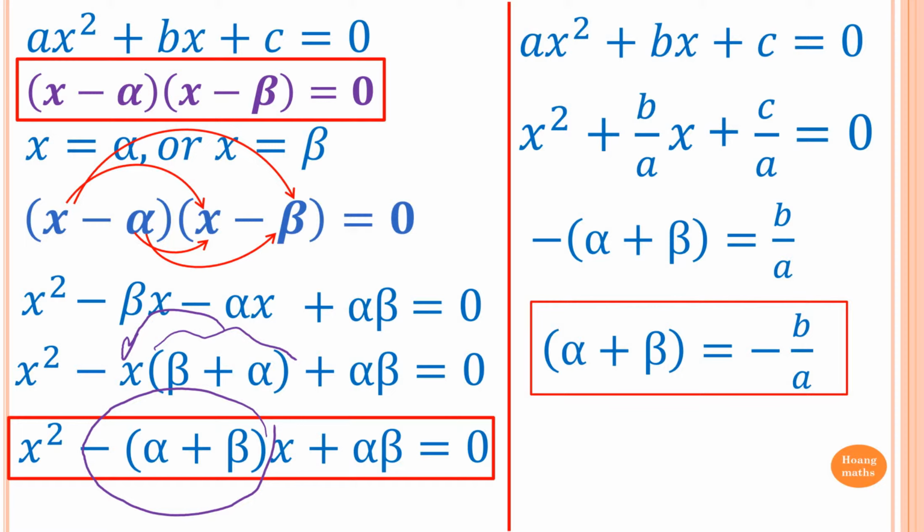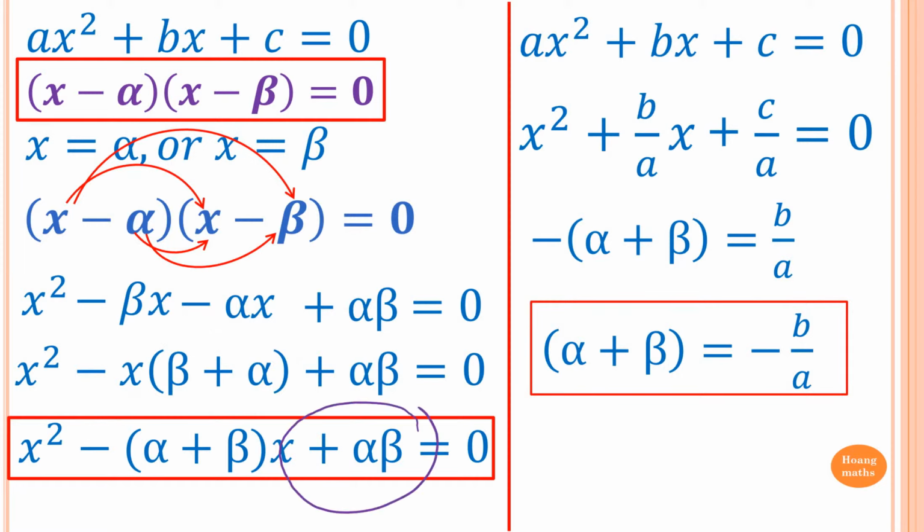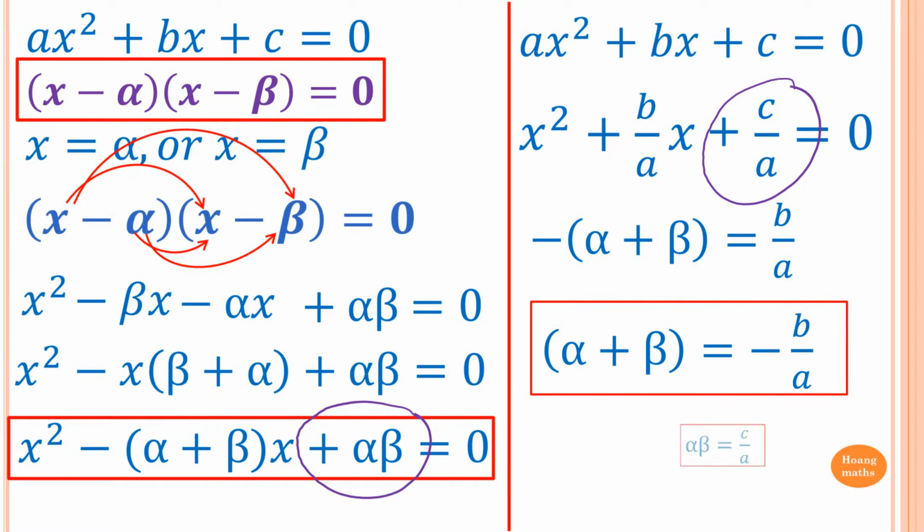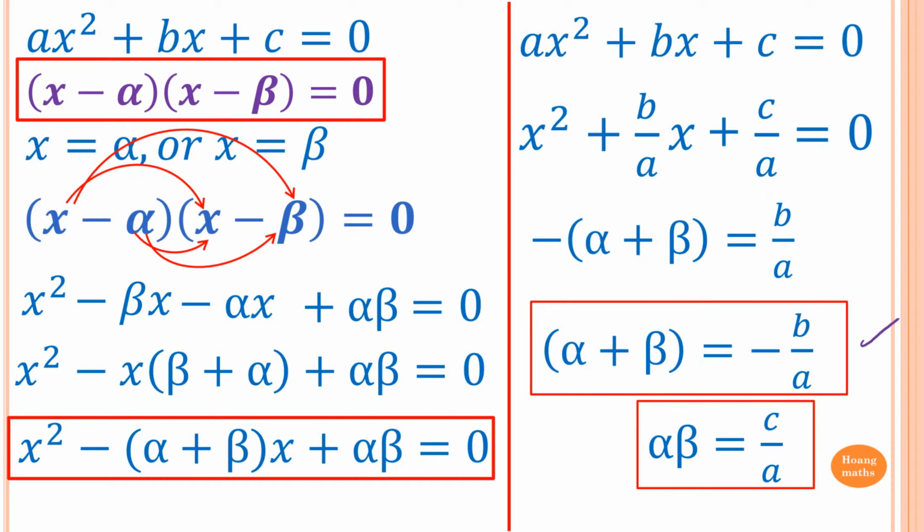And if I compare alpha beta and this here, this means that alpha beta is equal to c over a. So please take note of these equations, this and this. If you can remember this, that'd be great.